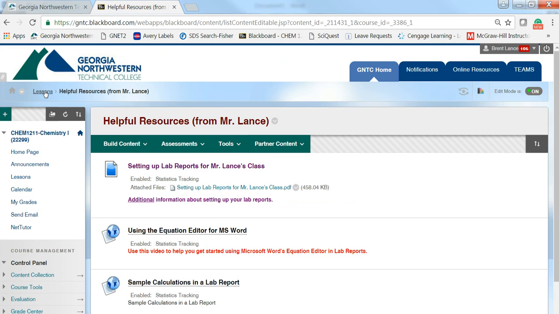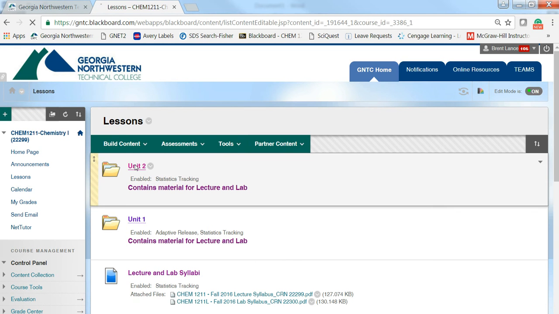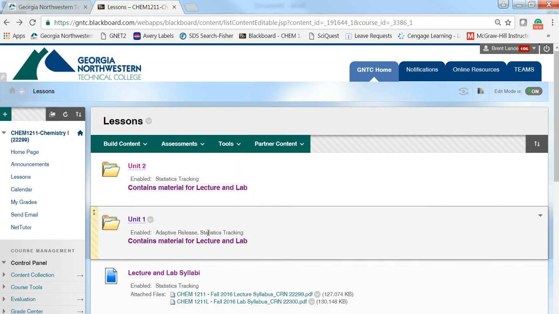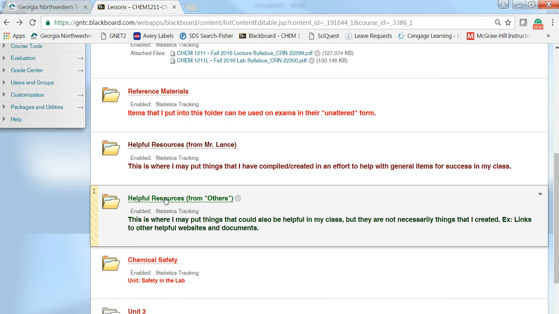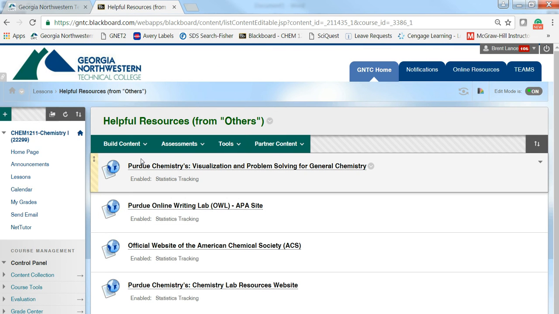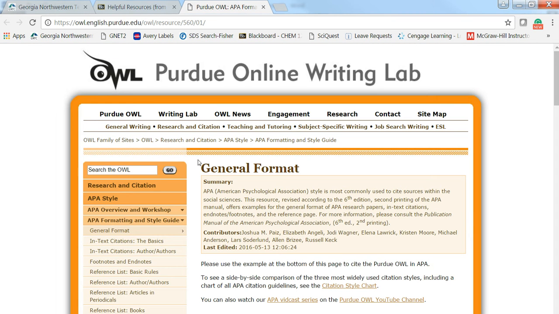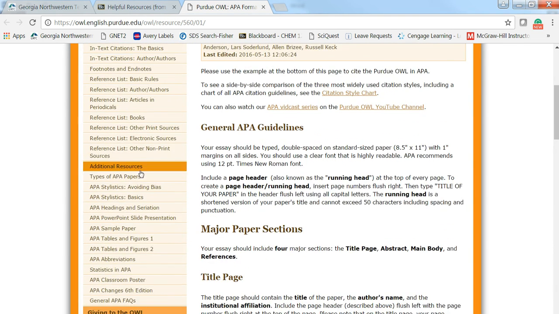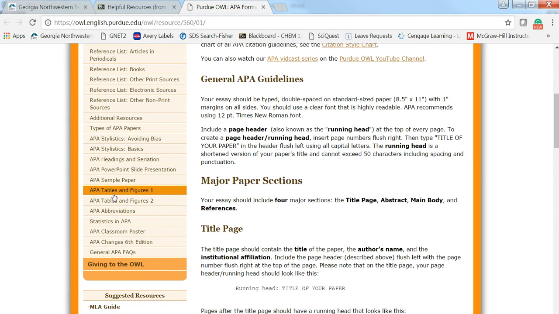And then when we go back to your unit, well, let's see, let's go with one more thing before that. Let's go to helpful resources from others. Here you have a couple of things: the Purdue Online Writing Lab, the Purdue OWL APA site. That link takes you to here, which gives you some great information on doing your in-text citations, your references pages. Also important for this lab, your tables and figures.